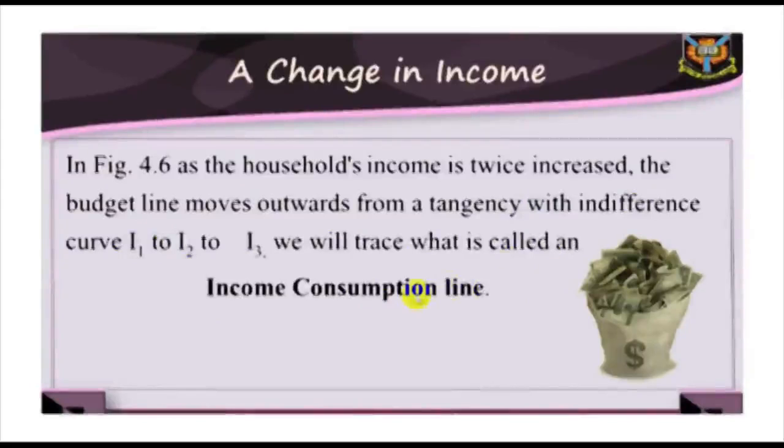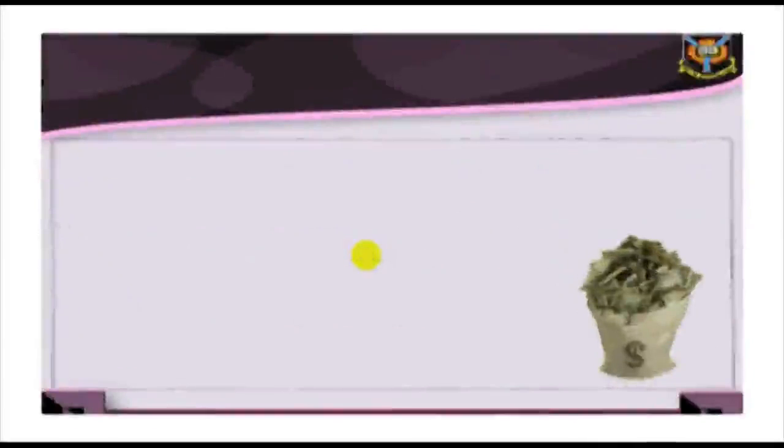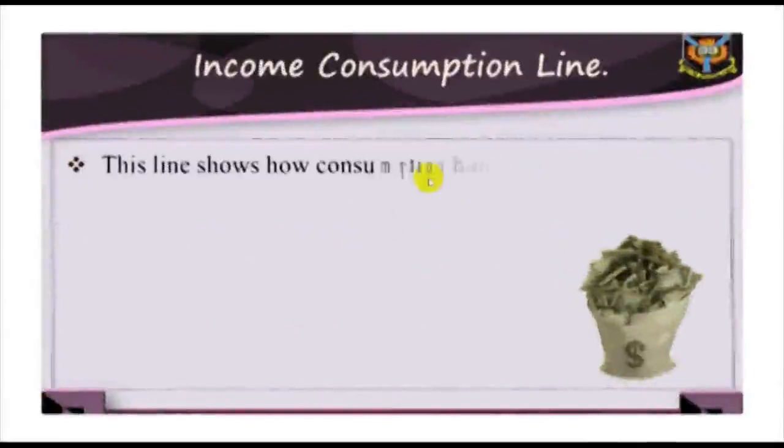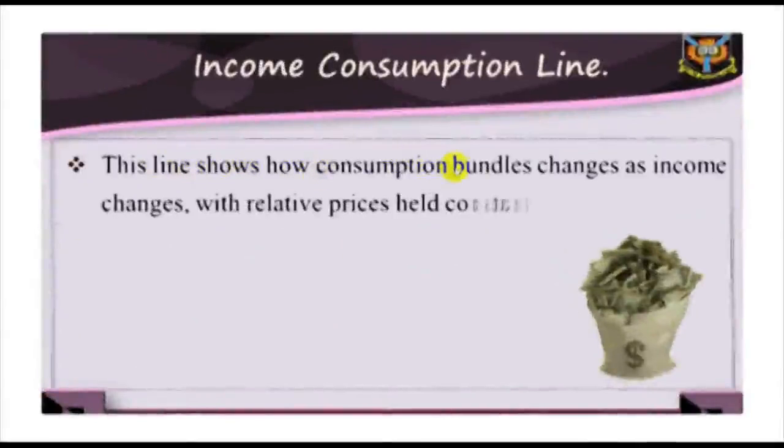I1, I2, I3. As we move the budget line through all possible levels of income and join all points of equilibrium, we will trace what is called the income consumption line. This line shows how consumption bundles change as income changes with relative prices held constant. In other words, the income consumption line shows the reaction of the household to changes in its money income with money prices held constant.